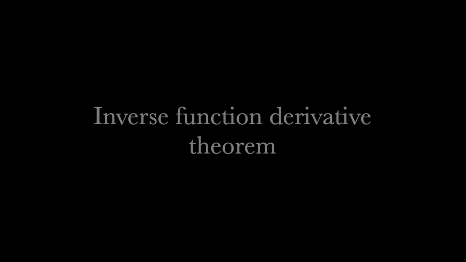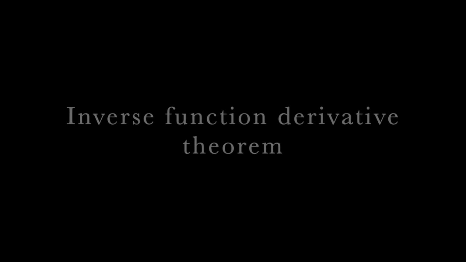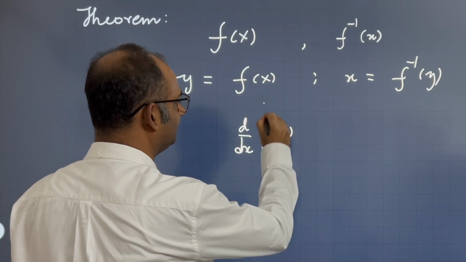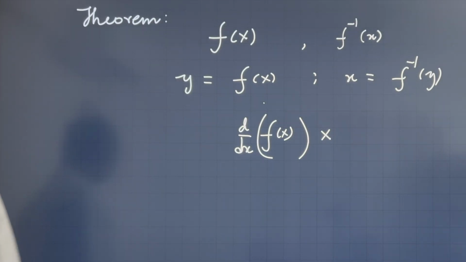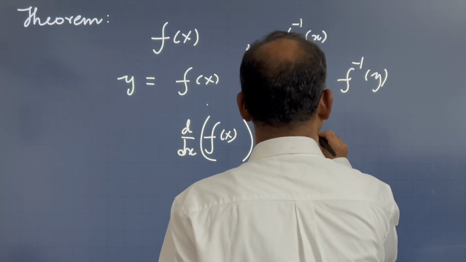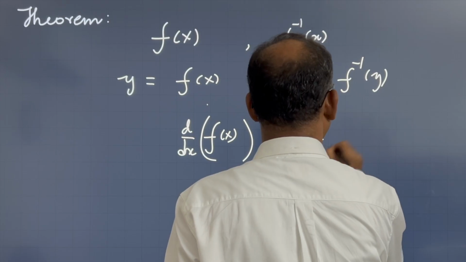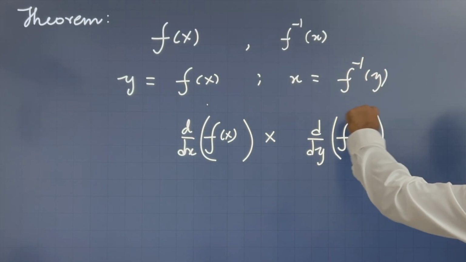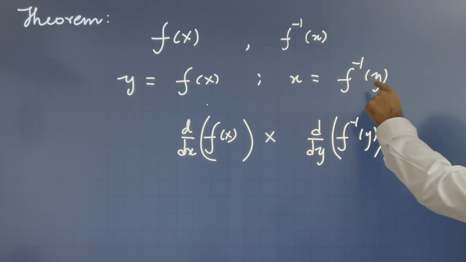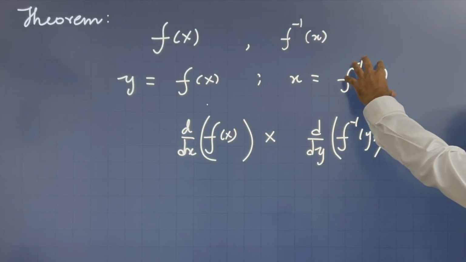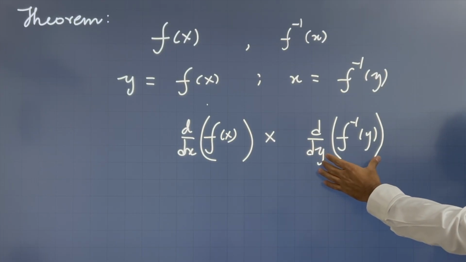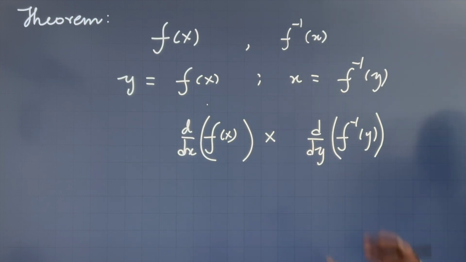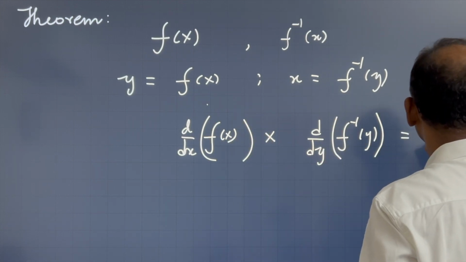Now the theorem says this: if you take the derivative of f of x, times the derivative of f inverse. See, f inverse is a function of y, correct? So when I have to take a derivative of this, I should take the derivative with respect to y. And here f is a function of x, I take a derivative with respect to x. Multiply the two, this is 1.